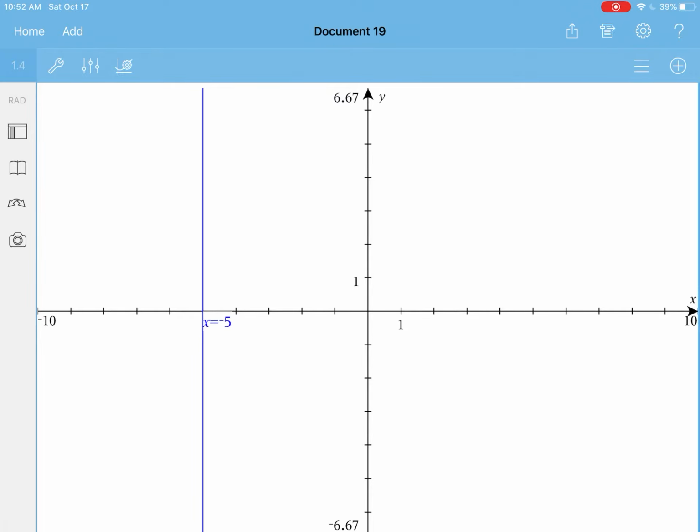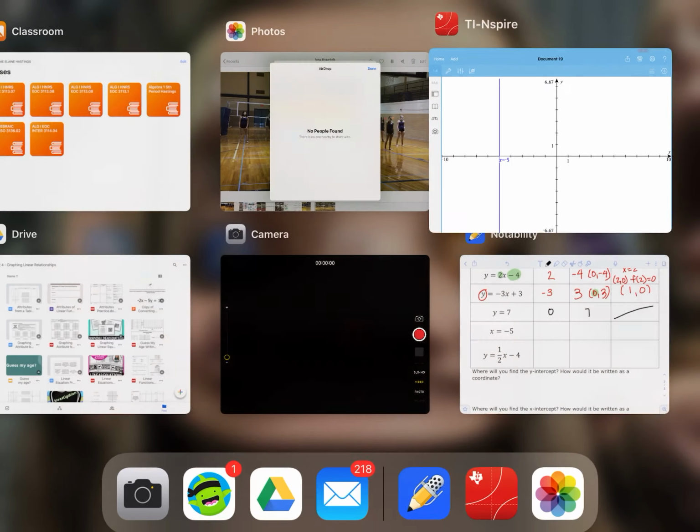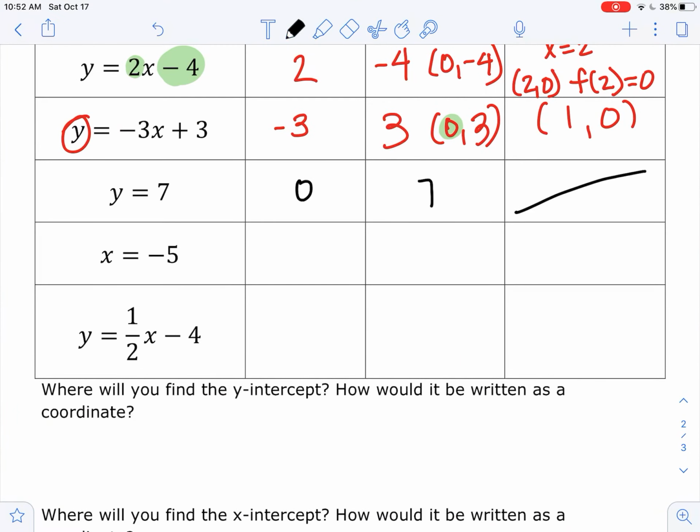Now, if you notice, our x equals -5 is not a horizontal line. It's actually a vertical line. Okay, and if you notice, it crosses the x-axis at -5. So we would call that our x-intercept. So our x-intercept is -5, and again, you can write it as a coordinate, -5, 0. But it doesn't cross the y-axis at all, so we are not going to have a y-intercept.